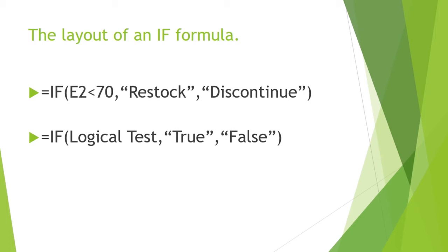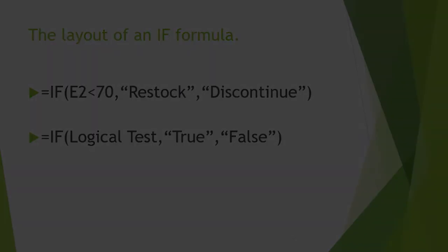Whatever we type within these speech marks is what the cell will say if the criteria is met. In this case, we've only got one word, but you can have spaces, punctuation, whatever you please within those speech marks, and that is what will be displayed. We've then got a comma to move on to our next section, and in this case our false will say discontinue. So we'd expect with this formula, any that is less than 70 to say restock, and any that is 70 or more to say discontinue. But let's have a go at putting this together and actually typing this out manually and see what it will look like when we're working within Microsoft Excel as we put our if formula together.